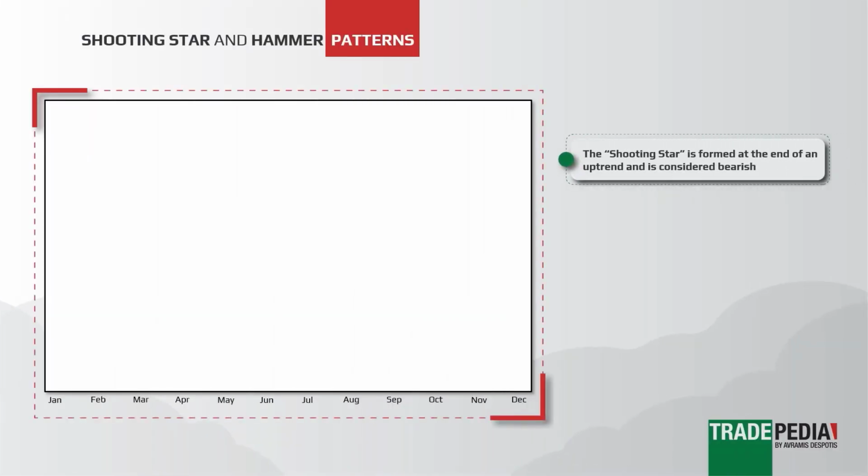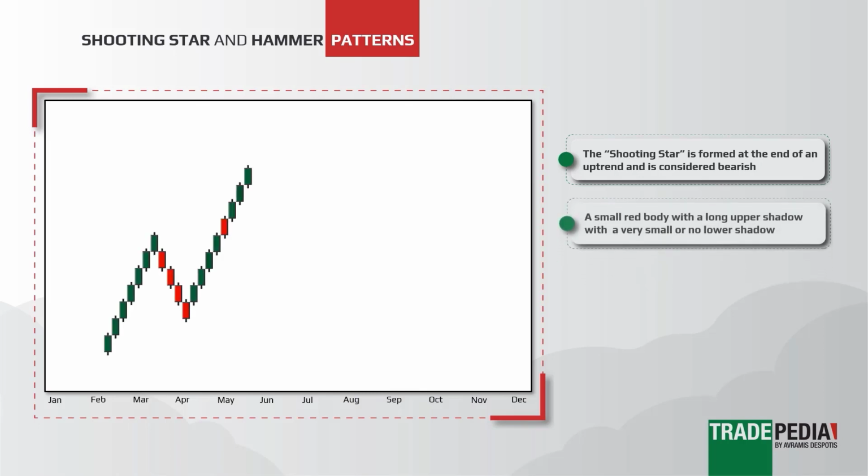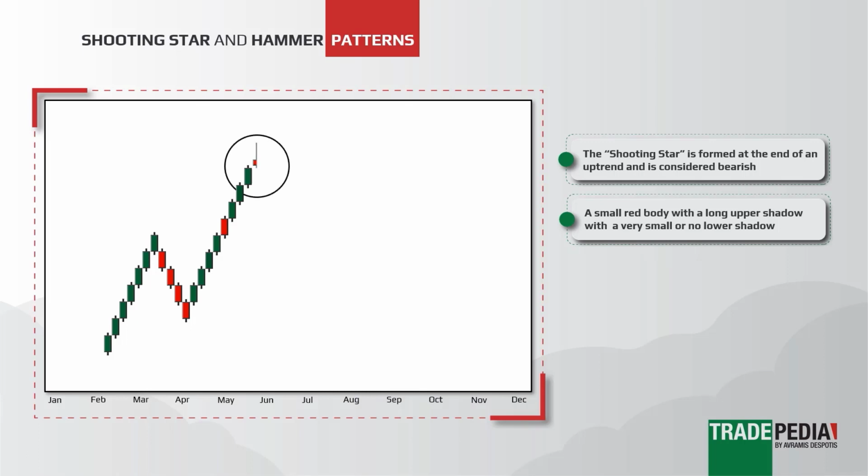The shooting star is formed at the end of an uptrend and is considered bearish. It is made up of a small red body with a long upper shadow, 2 to 3 times the body, and a very small or no lower shadow.